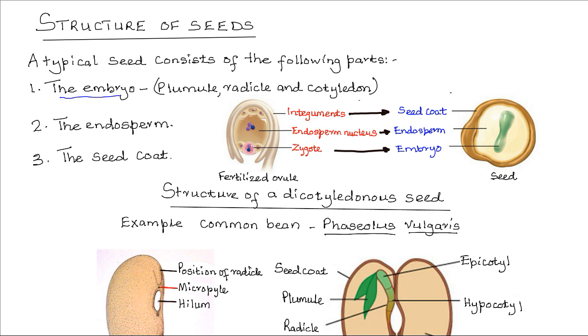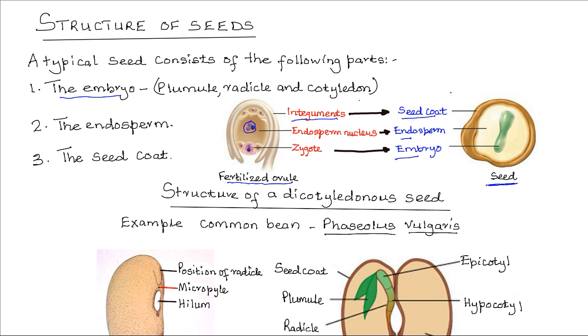Remember, the seed develops from a fertilized ovule. And after fertilization, the various parts of the ovule get transformed to form the seed. The outer covering of the ovule, that is the integument, becomes the seed coat. The triploid nucleus that is formed after the second fertilization, the endosperm nucleus, becomes the endosperm of the seed, while the zygote becomes the embryo.